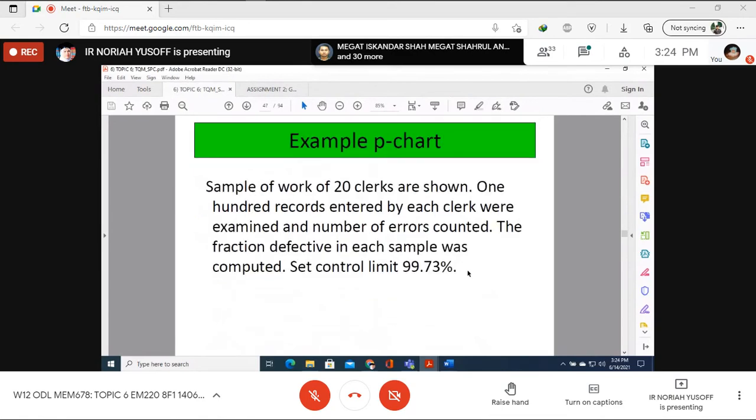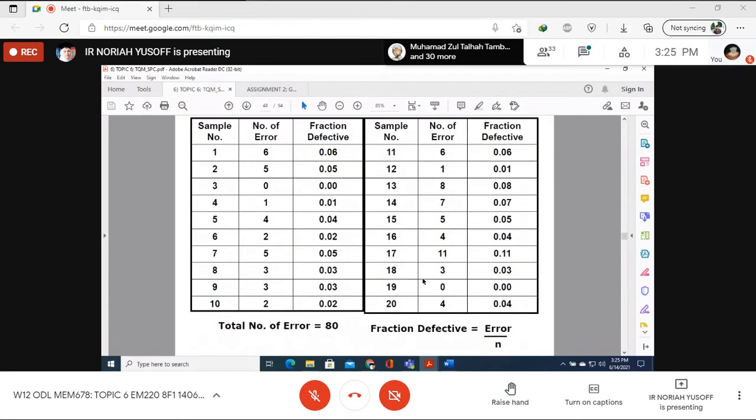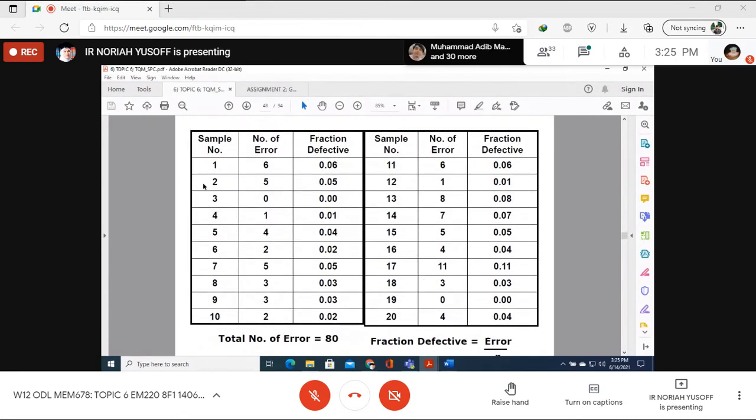So let's look at the example of P chart. Sample of work of 20 clerks are shown here. So 100 records entered by each clerk were examined and number of errors counted. So the fraction defective in each sample was computed. And then for this example, you set the control limit of 99.73. Okay. So sample number 1. Dalam sample number 1 ni, dia jumpa 6 errors. So each sample dia ambil berapa size dia?